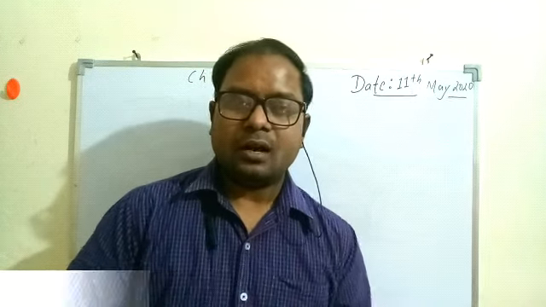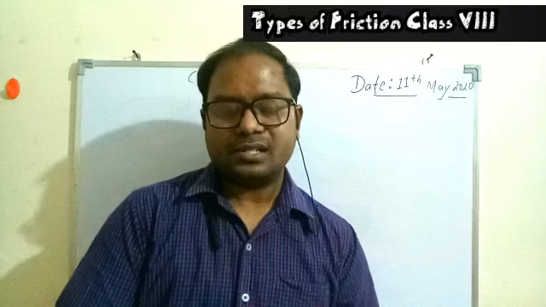In the previous class we started with a new chapter, that is friction. We understood the meaning of friction, why friction takes place, that is the causes of friction, and the factors affecting friction, meaning how friction can increase or decrease with the mass of the object and the roughness of the surface. I hope you understood this much, and today we are going to take the next topic of this chapter, that is types of friction. Today we will see what are the different types of friction we have and how they are different from each other. So let's start the class now.